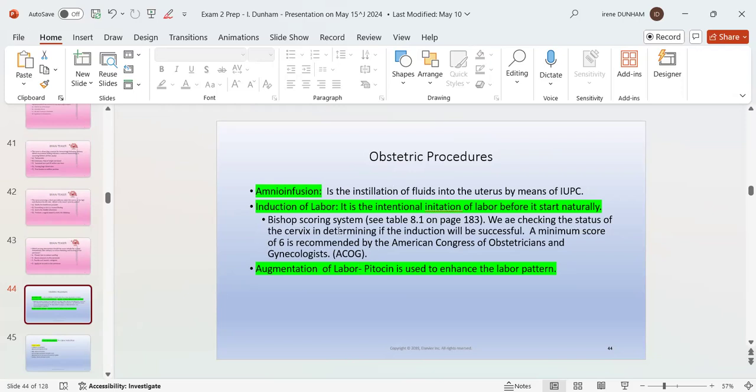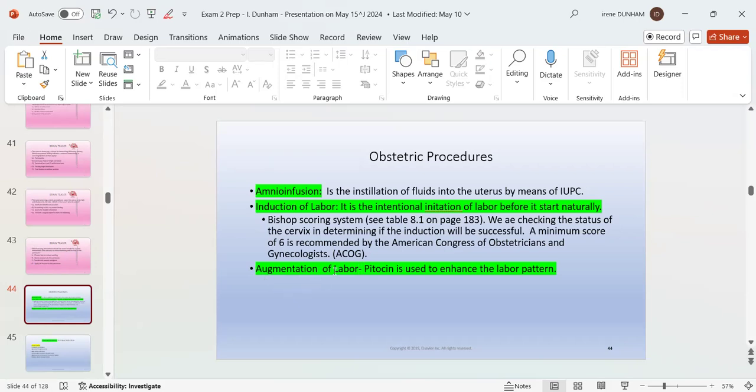So we do some cervical ripening. We use 2 types of drugs for cervical ripening. They're called Cervidil or Prepidil, and they're both prostaglandins. And prostaglandin is a substance that you need in order to irritate that uterus to make it contract. Okay, so that's induction of labor, real quick.